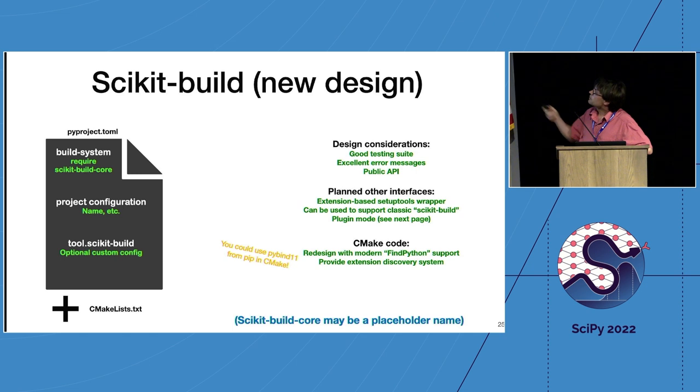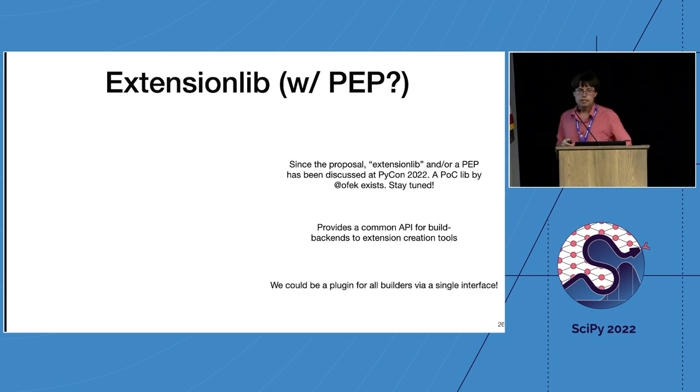So this is the sort of new design idea, where you'd have a scikit-build-core, or the name may not be fixed in stone yet. And then you could set up your project configuration, then you'd have a series of options passed to tool.scikit-build. And then this would do the build, and it wouldn't include setuptools at all. It would do the build entirely itself, just the way that these other Python mechanisms work. And this package could then support the old scikit-build classic plugin mode. In fact, we're discussing the idea of setting this up as a PEP and then a library.